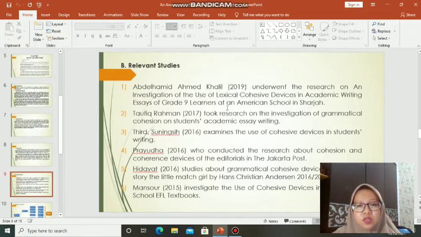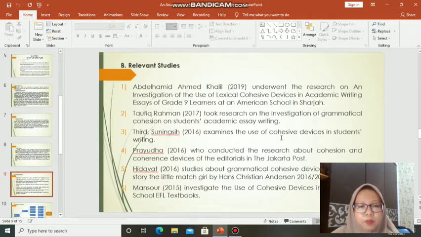He didn't use the lexical cohesive devices in analyzing the academic essay writing in his study. And then the third is Suningsi 2016, who examines the use of cohesive devices in students' writing. Suningsi also only used cohesive devices, I mean the grammatical cohesive devices. She didn't use the lexical cohesive devices.